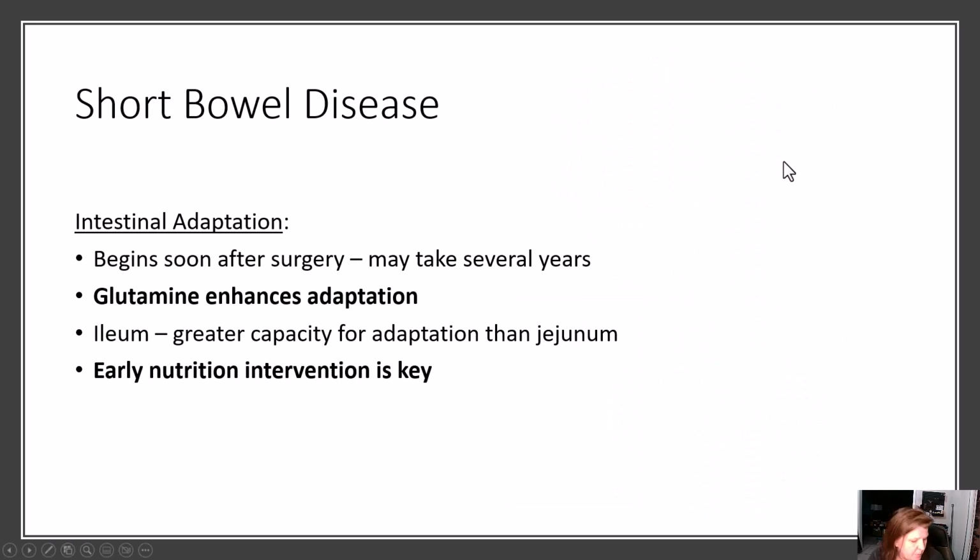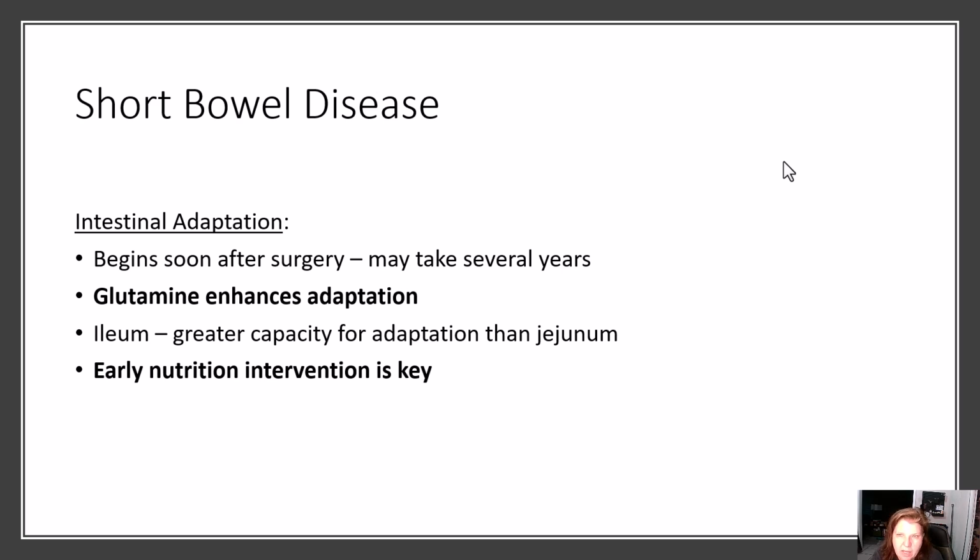This intestinal adaptation is going to begin soon after surgery, but it can take up to years, but within 12 to 18 months, we should see it back to normal, just like we did with gastric bypass surgery. Now, if we want to make this a little bit faster, we can use a protein or amino acid called glutamine. That will enhance adaptation.